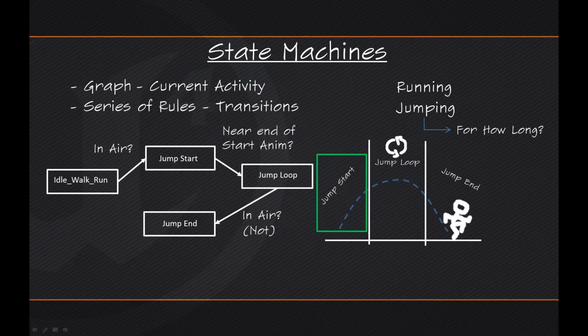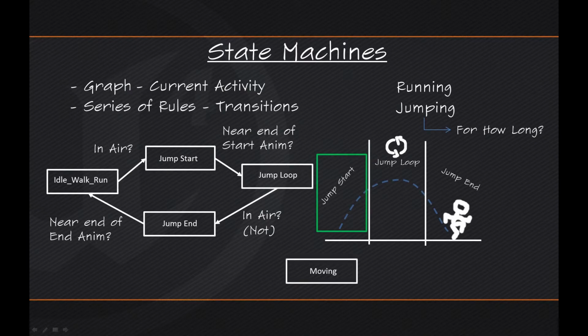And finally, our next transition out of jump end would be to go back to our idle walk run state here, since we are no longer jumping. And the transition rule for that would be, are we near the end of our jump end animation? And if so, go ahead and proceed to the idle walk run state. So really, with that, if you step back and look at it, our state machine would have 4 states, but really there are 2 different things he's going to be doing. We've got moving and we've got jumping.